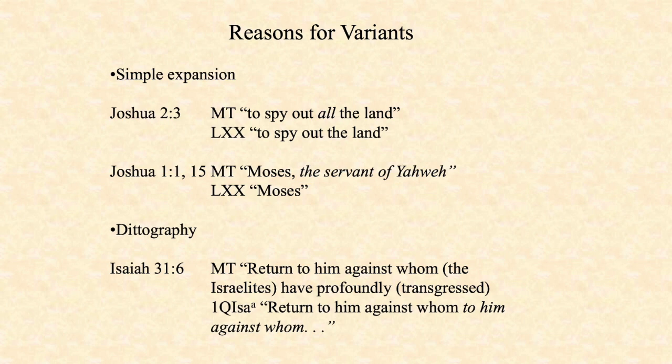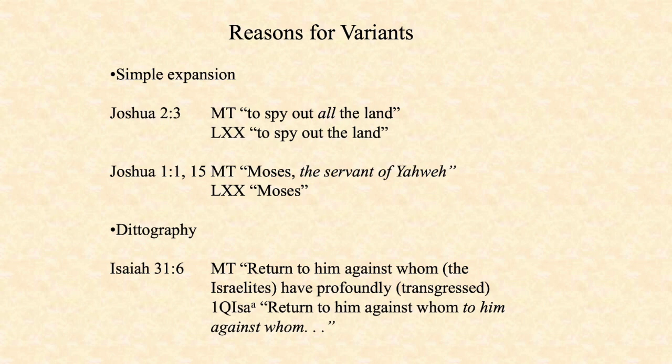So we have one example here. The Masoretic text, the Hebrew, says to spy out all the land, whereas the Septuagint, the Greek, just says to spy out the land. In Joshua 1:1 and 1:15, the Hebrew text is a little bit longer. It says, Moses, the servant of Yahweh. It explains more of who Moses is.